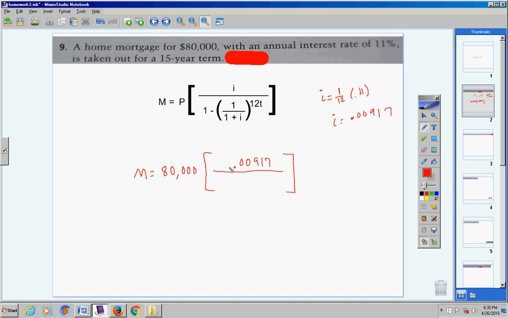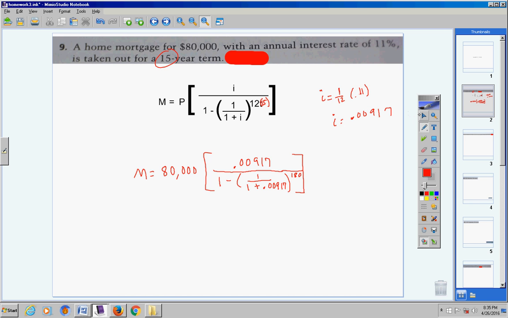0.00917. Down here we have 1 minus 1 over 1 plus I, which is 0.00917, and all of that to the 12t power. Now, t is your time in years. This is a 15-year loan, so we have 12 times 15, which is 180. So all of this parentheses here to the 180th power.